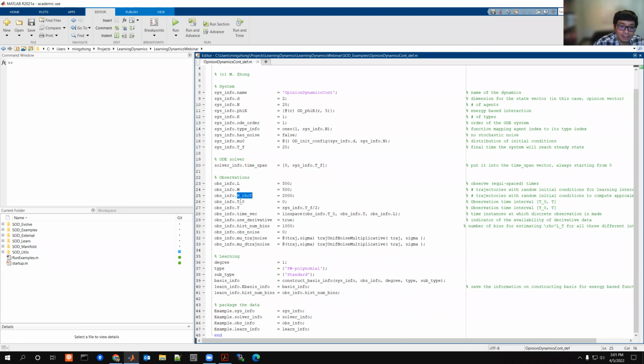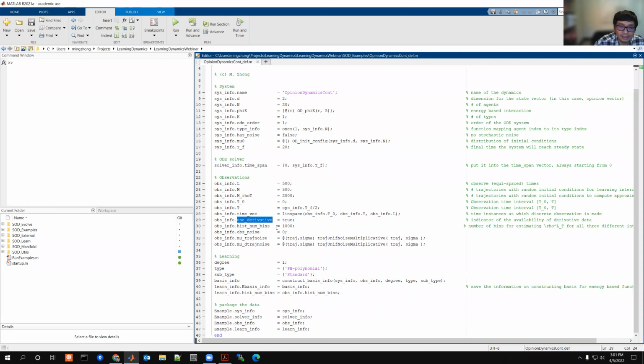T naught is the initial time. Mostly we take it as 0. Capital T is the learning time, not the final evolution time of the system. Normally we take it at half. For studying large time behavior, we take it even at 1/10 of your final time.